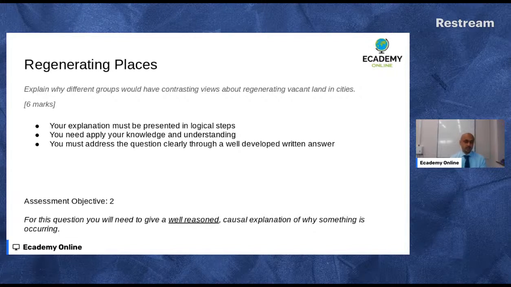So again, remember, like last time for the previous question, you need to explain your answer in logical steps. You need to apply your knowledge and understanding, and you must address this question clearly through a well-developed and well-written answer. If you do this consistently, every single time, you're going to write better and better. And like I said previously, if you don't do any wider reading, if you don't read newspaper articles, for example, or magazine articles, which are related to your topics in geography, then how are you going to know how to write well, right? You have to imitate and you have to look at other people's written work to be able to improve your own written work, okay? And that can only happen through you reading and then applying what you've read in the context of what you're doing.